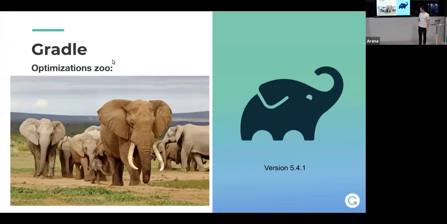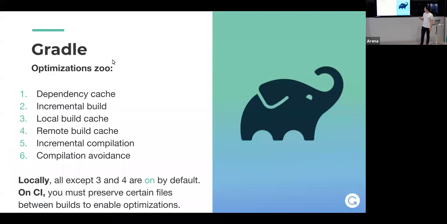And now we come to Gradle. Gradle has a large optimization zoo, which is 6 optimizations, and they're all different in magnitude. Oh, it's not very readable on our screen, sorry about that. But for that, I have a next slide, which makes it more readable, definitely. The same 6 optimizations. When you build locally, all of them are enabled by default, so you don't need to do anything to get those speedups when you build on your machine.